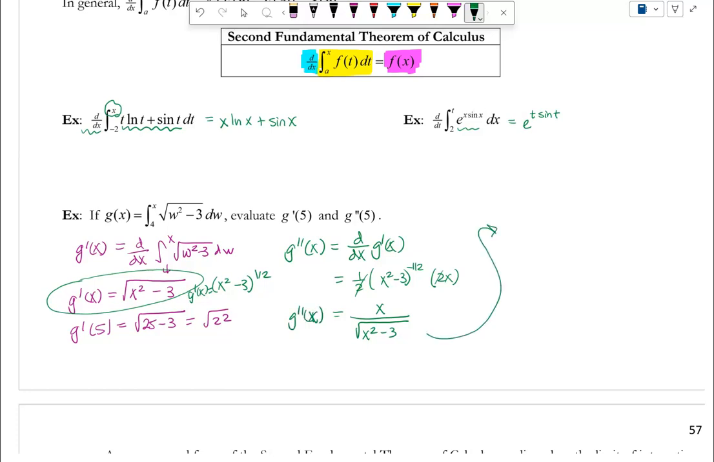So now, if I'm finding the second derivative at 5, well, I'm just going to plug in a 5. So we end up getting 5 over the square root of 22, which is the same, if you wish to rationalize that, as 5 root 22 over 22.